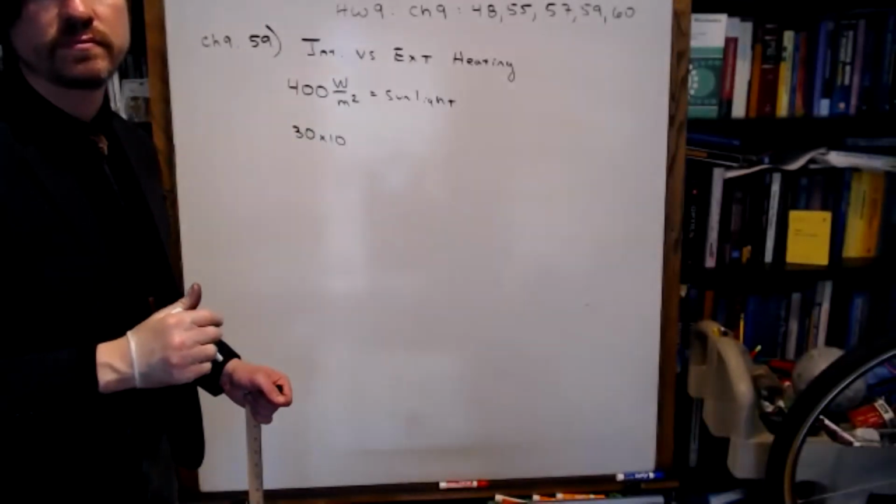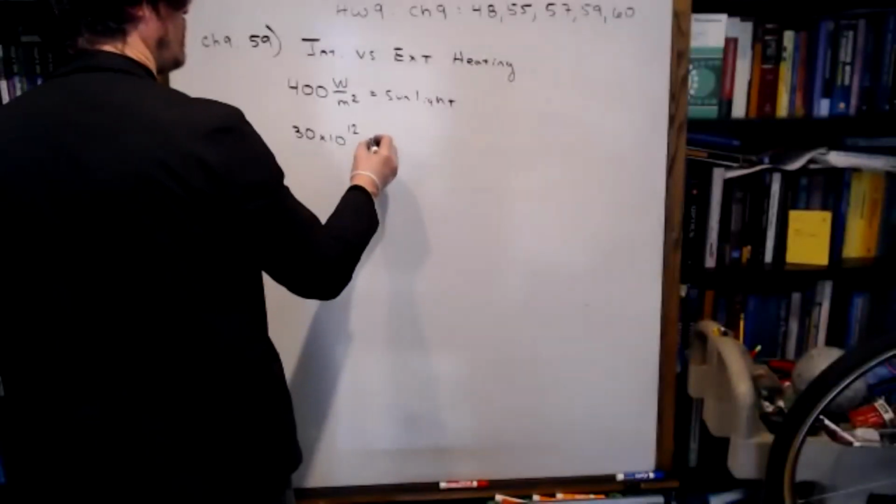Can I interrupt you? Yeah. How many zeros are in a trillion? 12? Very good. Okay, so continue from 30 trillion watts.